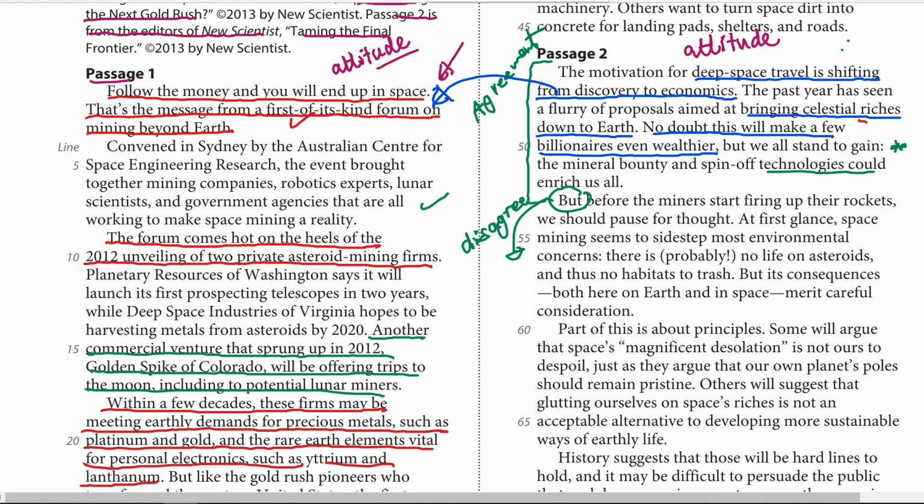والله هي بالنسبة لي أنا يا شباب it could be both. It could be negative or it could be positive. يا ترى يعني does it mean that they are going to ignore the common people, الناس اللي هم poor people ولا لا؟ But we all stand to gain. But we all stand to gain معناها إيه؟ لكن كلنا ربحانين. The mineral bounty and spin of technology could enrich us all. الحدوتة دي كلها اللي هو إيه يا شباب؟ mining space could enrich us all.